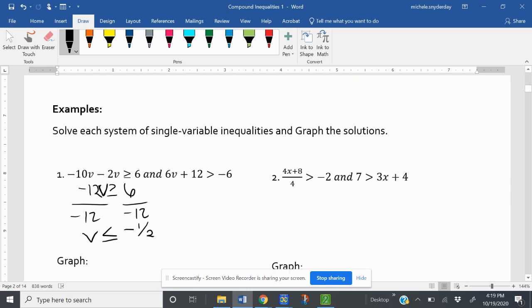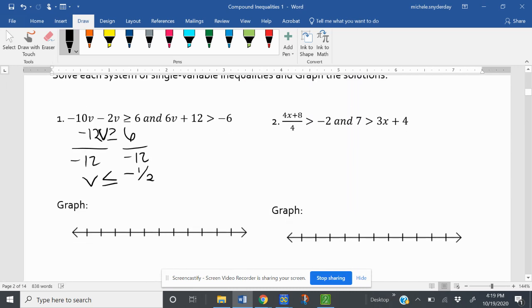In fact, we've had this entire inequality before, so we should be able to get this real quick. Minus 12 on both sides, and we have 6b is greater than negative 18. Divide by 6, and we have b is greater than negative 3.